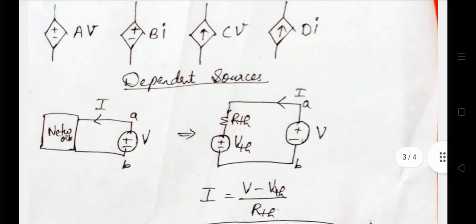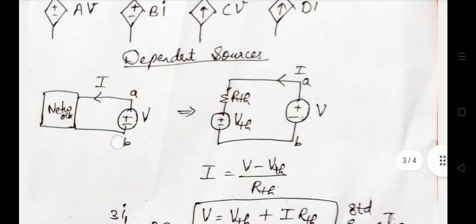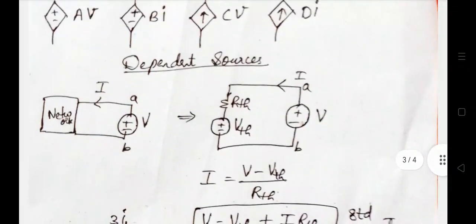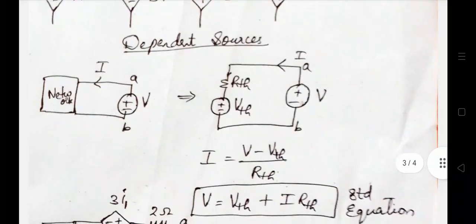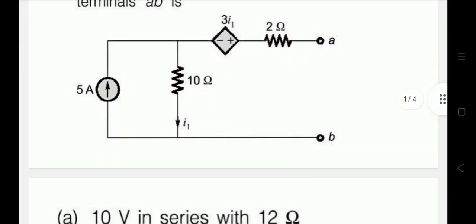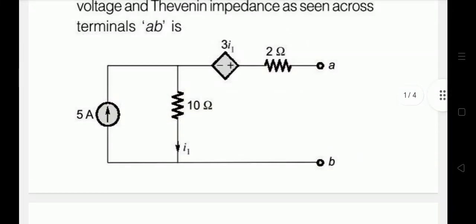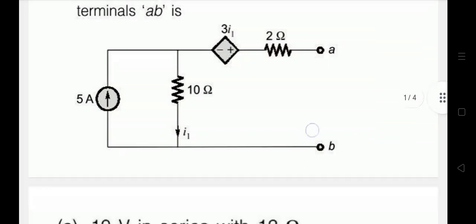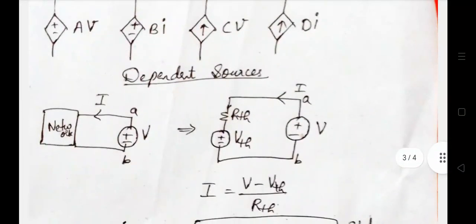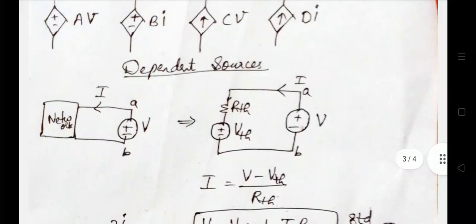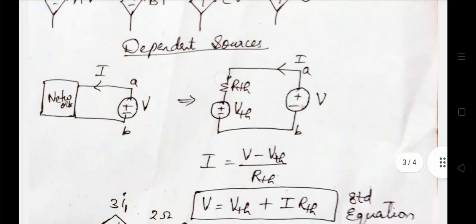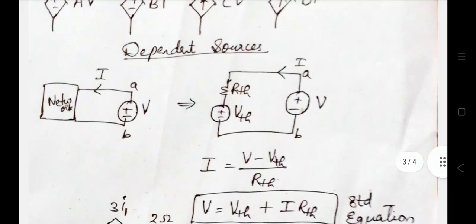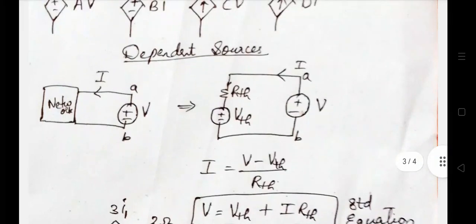Now let's see how to solve a network containing dependent sources. When a network is given which has dependent sources, first of all what we have to do is consider another voltage source connected to the terminal at which we have to find the Thevenin's voltage. We have to find the Thevenin's voltage and Thevenin's resistance at the AB terminal. So first we have to consider a voltage source at this AB terminal and consider a current flowing from this voltage source.